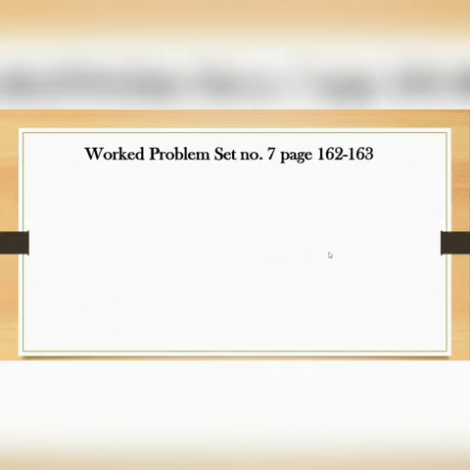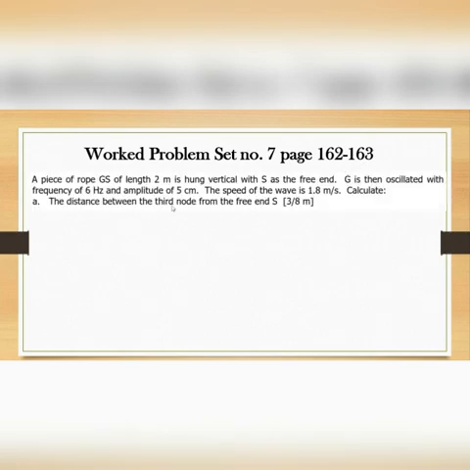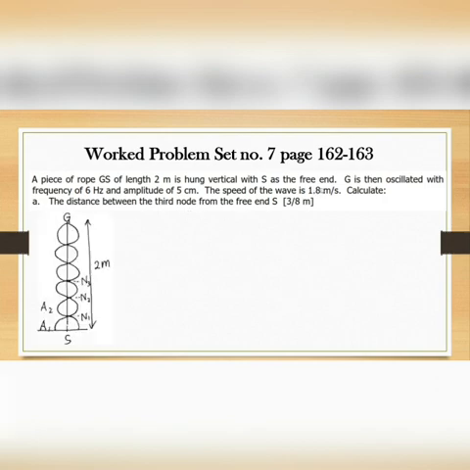Next is the problem set number 7, page 162 to 163. A piece of rope GS of length 2 meters is hung vertically with S as the free end. G is then oscillated with a frequency of 6 Hz and an amplitude of 5 centimeters. The speed of the wave is 1.8 meter per second. You want to calculate, the first one is the distance of the third node from the free end S. So I draw a diagram like this.